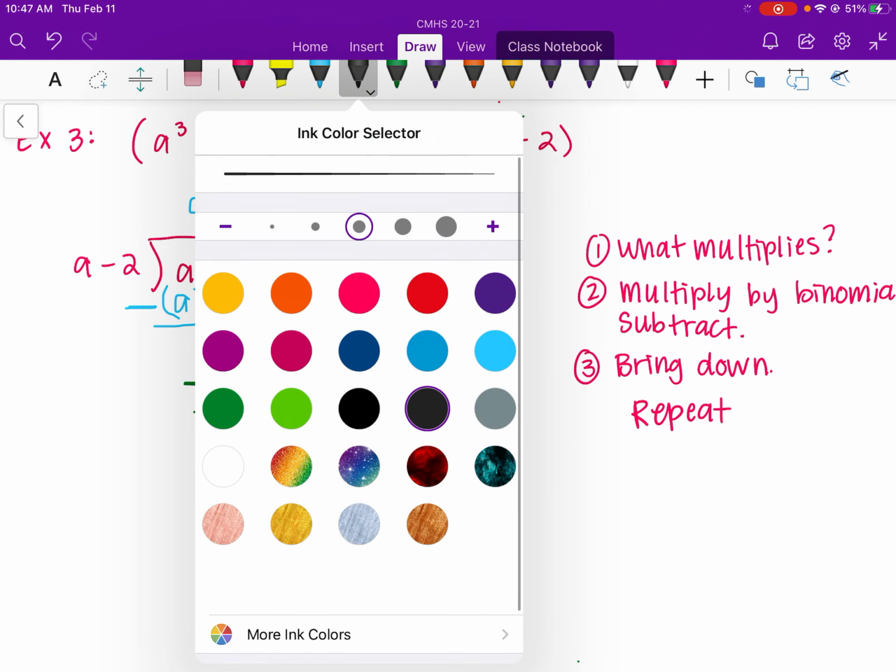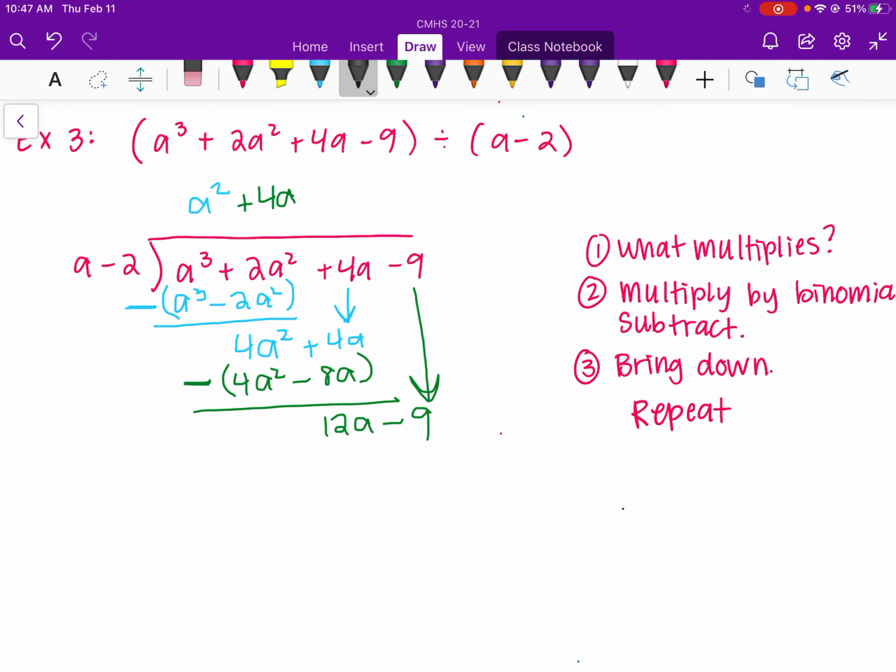Next step, I'll use black. Repeat. What multiplies by a to get 12a? Well, 12. So put 12 up above. 12 times a minus 2. 12 times a is 12a. 12 times negative 2 is negative 24.